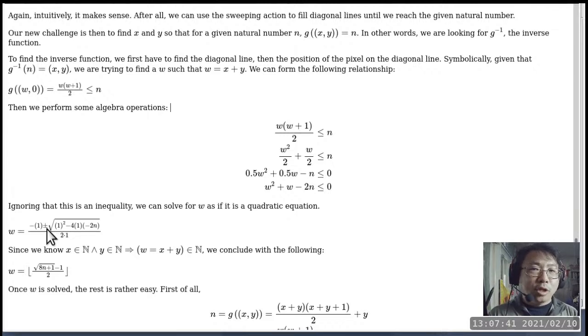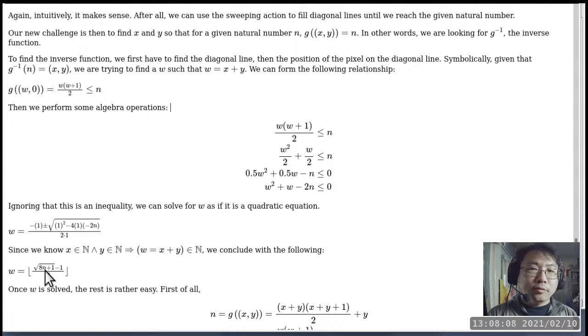One of the roots we can toss away right away. The root where w is negative, we can just toss it away because we know x is a natural number, we know y is a natural number, and w is the sum of two natural numbers. So it has to be greater than or equal to 0. That means anything that's negative, we can just toss. So we only have one root left, which is the non-negative root.